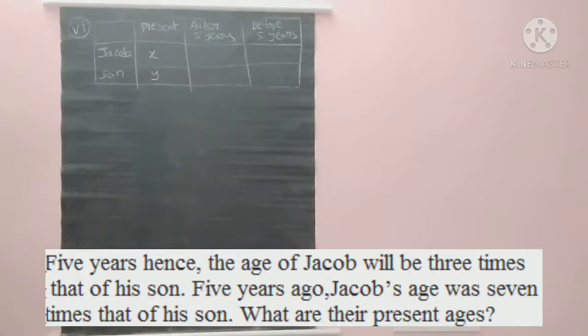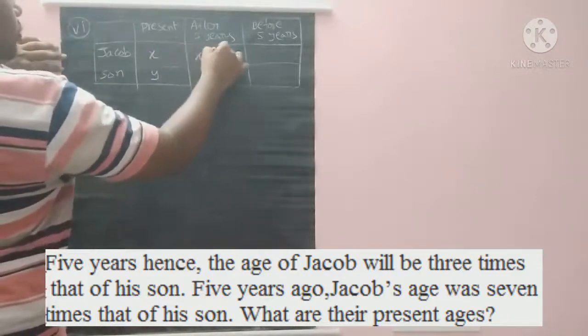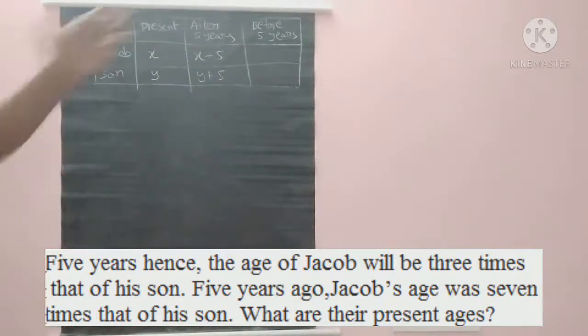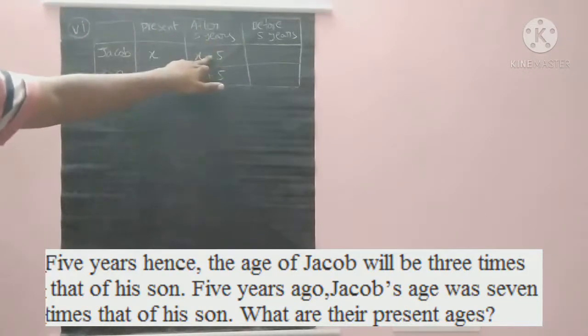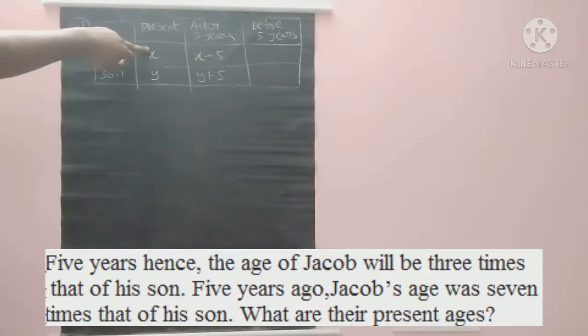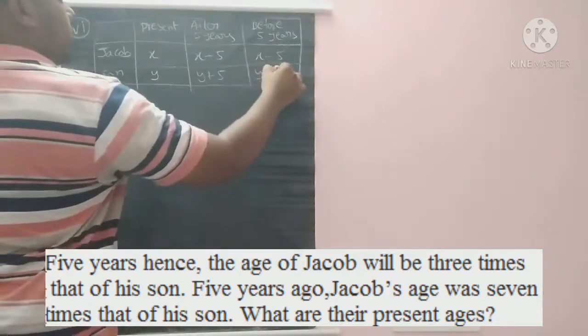Here, another 2 situations are future. Future means after 5 years. Usually for this x, 5 years should be added, and for this y also 5 years should be added. Another situation is before 5 years. We need to think with respect to the present, not with respect to after 5 years. So before 5 years, their ages will be x minus 5, y minus 5.